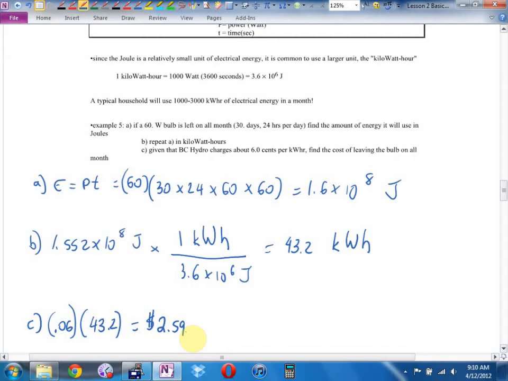We don't turn lights off here in BC to save money. We do it because we want to reduce our greenhouse effect. We want to reduce our environmental impact. However, this could be changing.